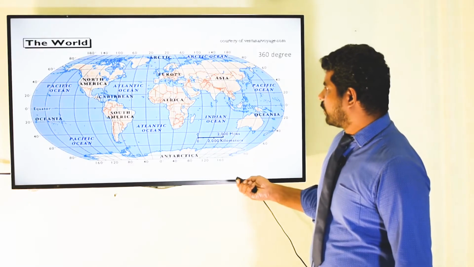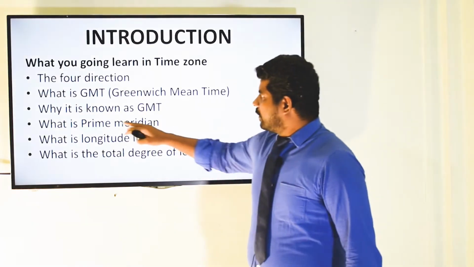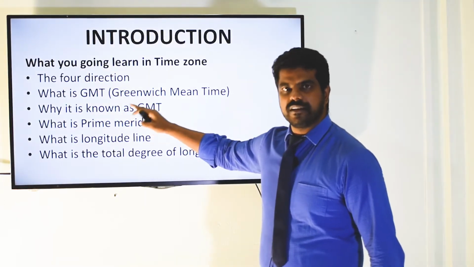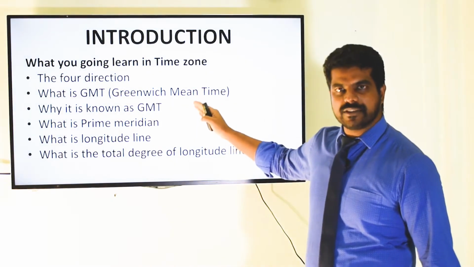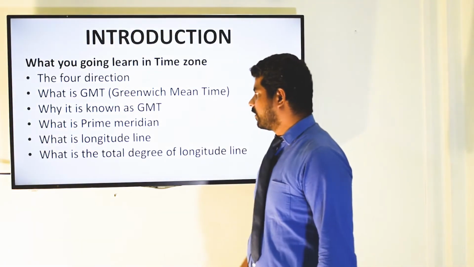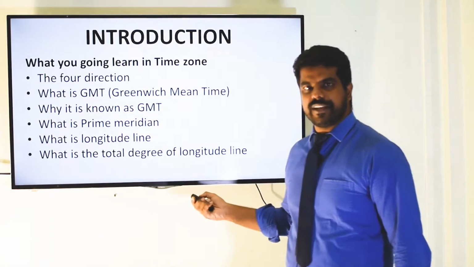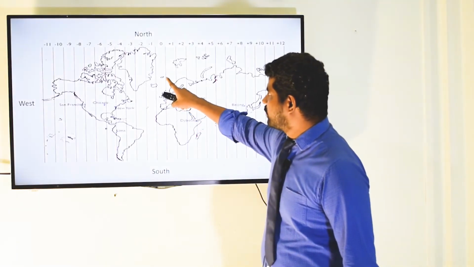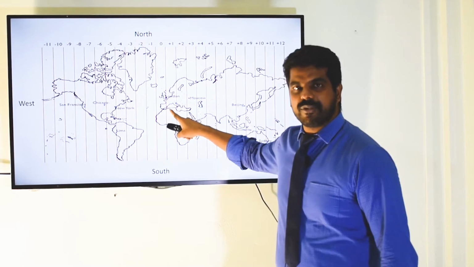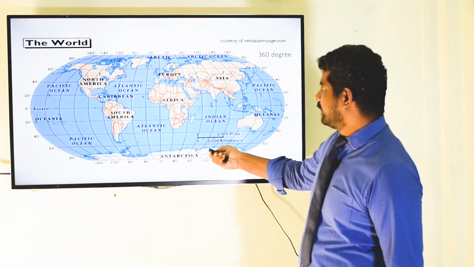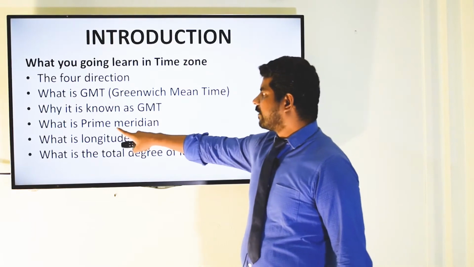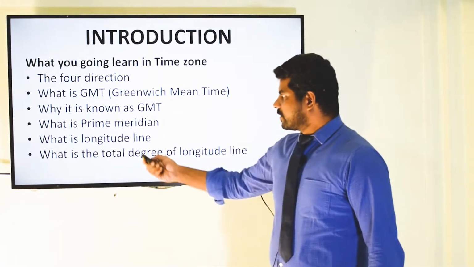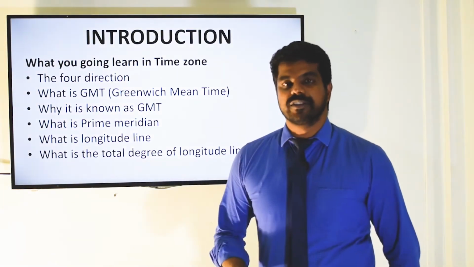Now we are going to look here at why it is known as Greenwich Mean Time. I told you already, because the line exactly falls on the village named Greenwich. And this GMT line has another name also. It is also called the prime meridian. You can see here, prime meridian. So the GMT line is otherwise also called the prime meridian. Now, next we are going to look at what a longitude line is.